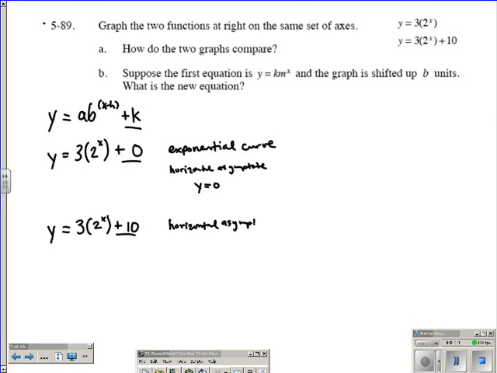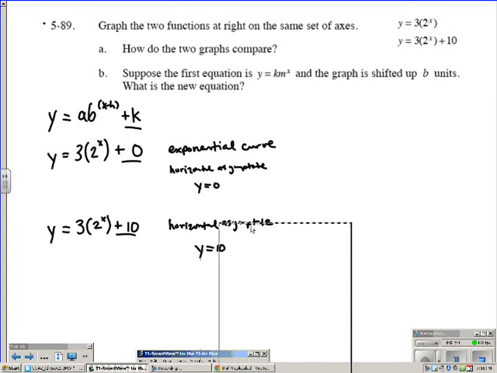So it's still going to be an exponential curve, but our horizontal asymptote is going to go from being at 0 and move up 10 units, so it should be where y equals 10. So how do the two graphs compare? They should be very similar graphs, except one is 10 units higher than the other.